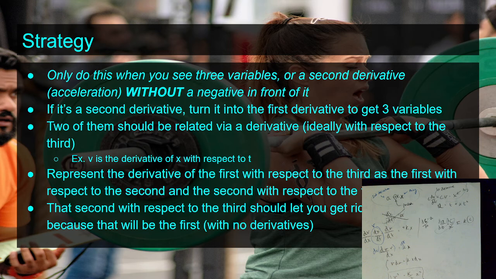That second one with respect to the third should let you get rid of the third variable, because that'll be the first variable again. You'll only have the first variable and the second variable, in this case A and C, velocity and time. Or sorry, velocity and position. And you should only have to do that in that one specific equation form, or something else that looks similar to it.